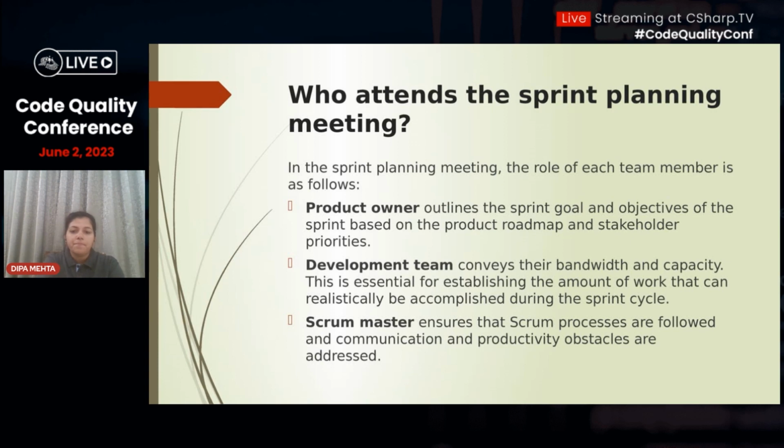And the Scrum Master ensures that Scrum processes are followed and that communication and productivity obstacles are addressed. Okay, so they are the major persons who are the attendees of sprint planning.